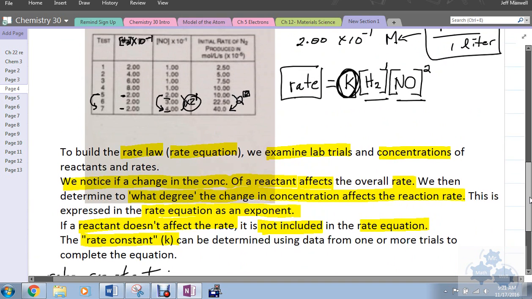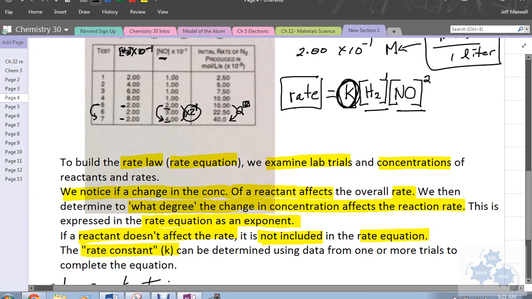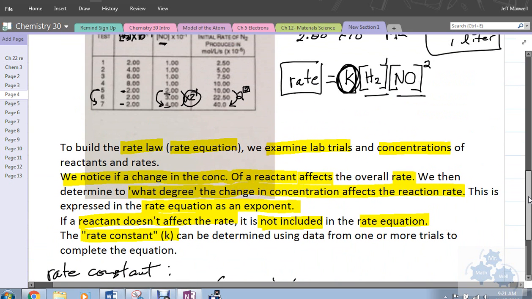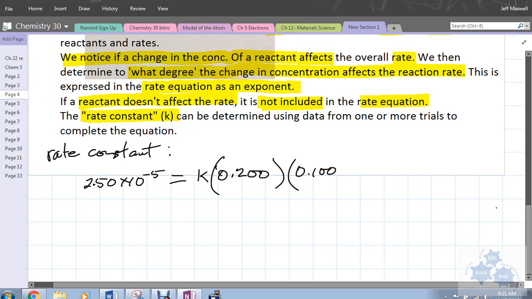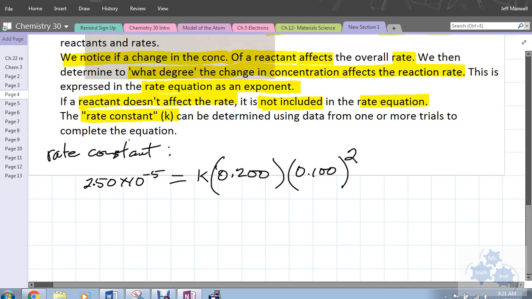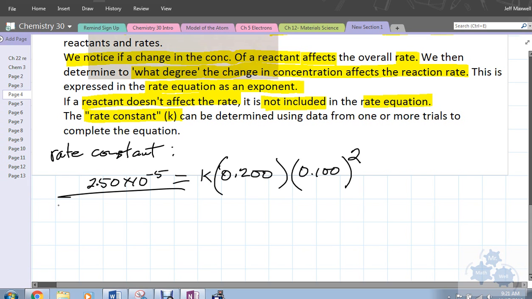And then the concentration of NO, which is 1 times 10 to the negative 1, or 0.100. 3 sig figs mentioned there. That's going to help us determine how many sig figs the answer should have, right? But this is squared. Okay. So we simply plug in our values, and we solve for K now. So now we divide both sides by 0.2 times 0.1 squared to get rid of that, and this will be our answer for K right here.